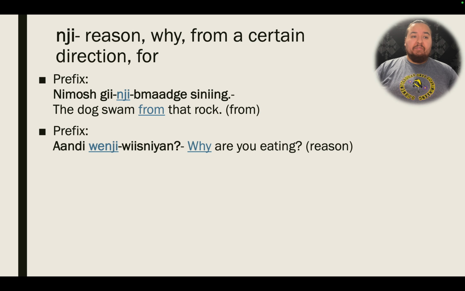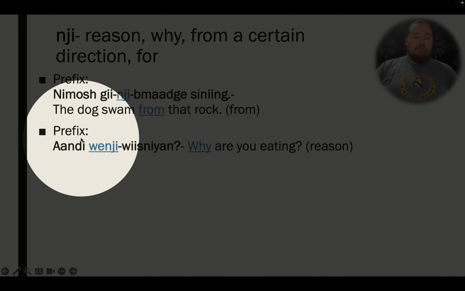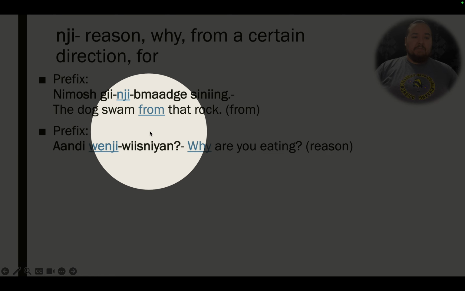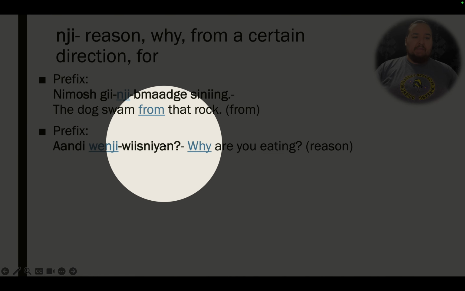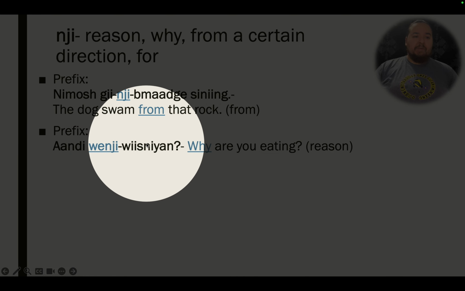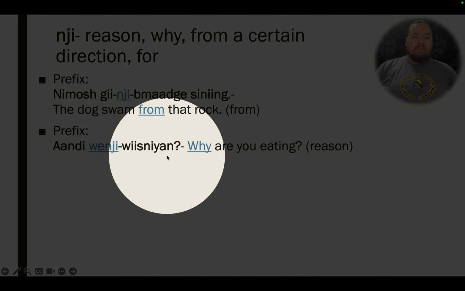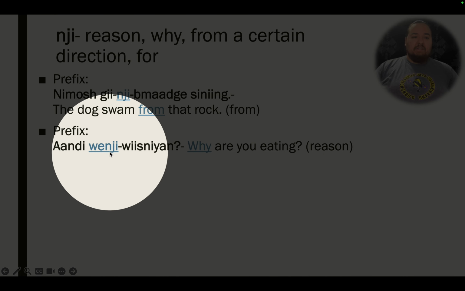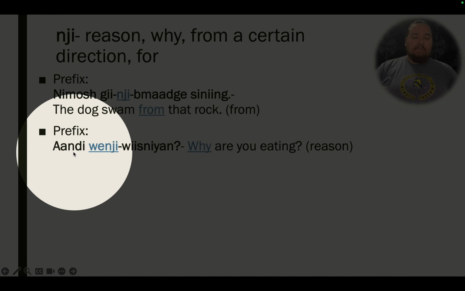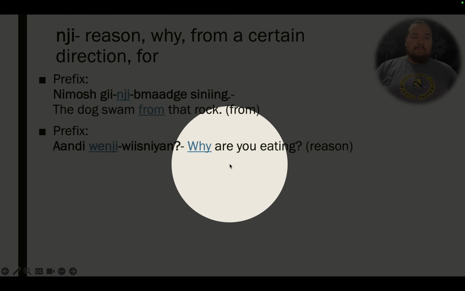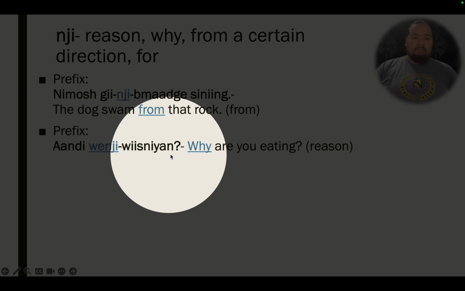Next, we have it as a prefix, onde wenje wisni yan. And so our grammar pattern onde for where is onde plus B form. So the yan is the you, wisne is the verb. And then because we have a relative root here, it becomes C form. So onde wenje wisni yan. Wenje in this context could mean why or where. So where are you eating? But we've translated it as why are you eating.